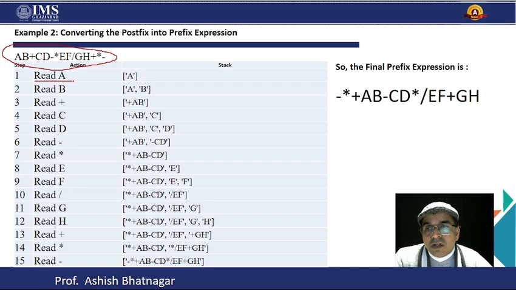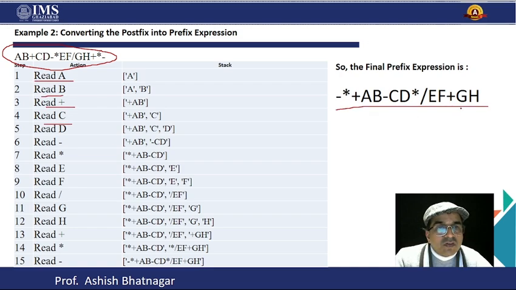And if we read all the steps accordingly, we will find the final expression is like this: minus star plus AB minus CD star divided EF plus GH. Okay, so consider read A. Set the A onto the stack. Read B, again set the B onto the stack. Read plus. Because we want to convert to prefix, pop it out: plus AB. Again read C. After that plus AB is pushed back onto the stack, and C is again pushed onto the stack.